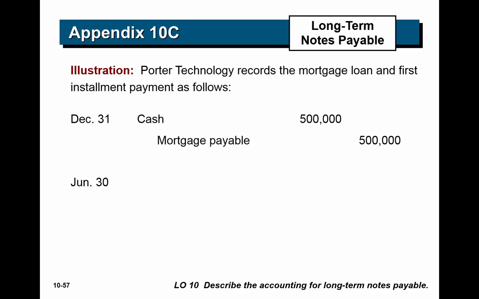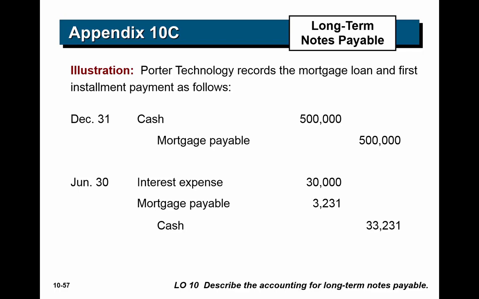So when they first take the loan, cash goes up, mortgage payable goes up. Then their interest expense of $30,000, mortgage payable, that's the amount they're reducing of the principal of the loan, and that's represented as a cash payment for the total amount.